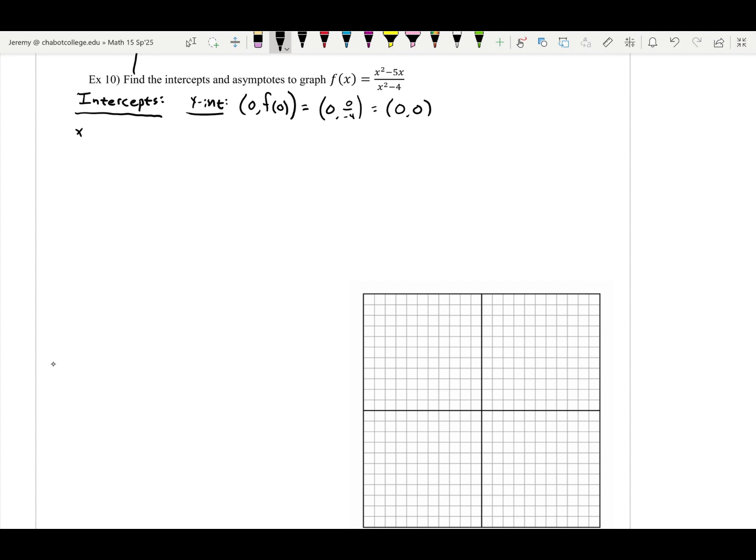Now for x-intercepts, normally what we do for any function is we set the function equal to 0 and solve, because we're looking for the values of x which make the function equal to 0. But since we're looking at a rational function here, what makes a fraction equal to 0? Well, we just saw this when we were finding the y-intercept. If the numerator of the fraction is equal to 0, then the whole fraction is equal to 0. So a nice shortcut, just to spare ourselves a little work, if we're trying to find x-intercepts of a rational function, we just set the numerator equal to 0.